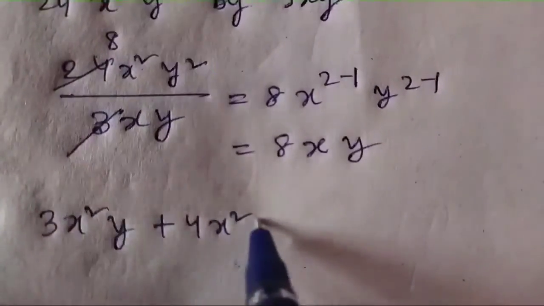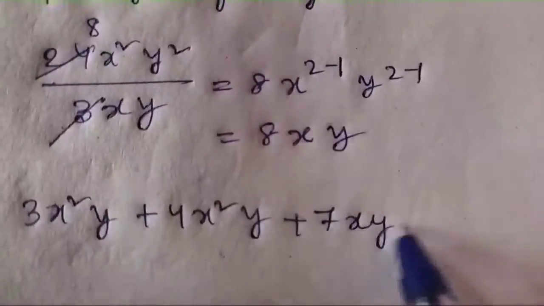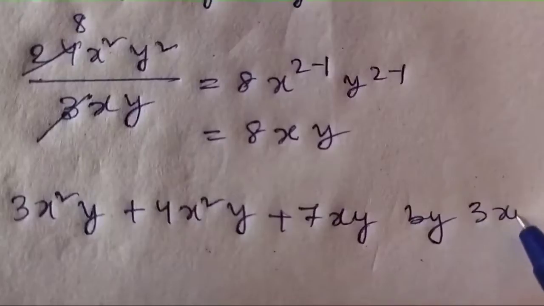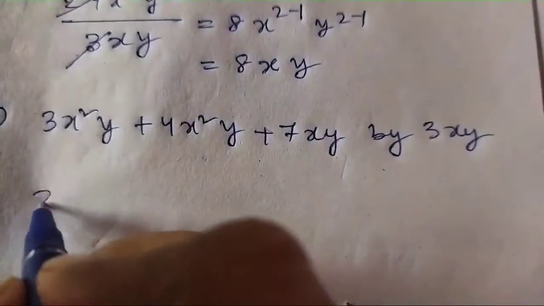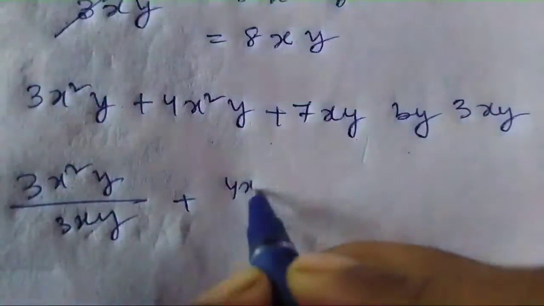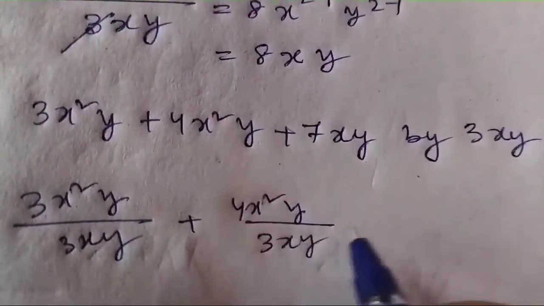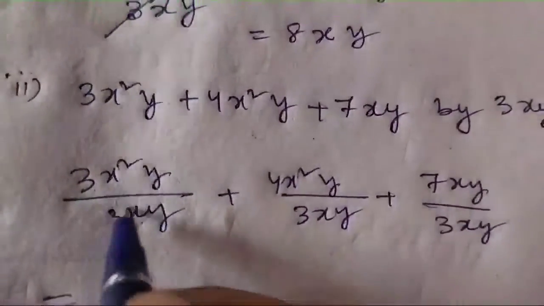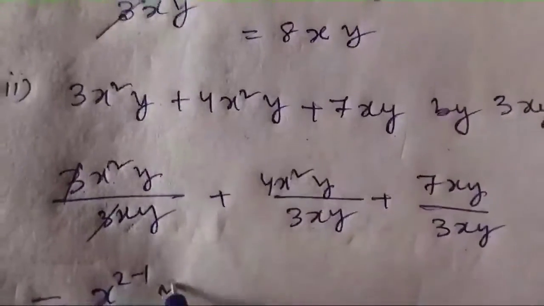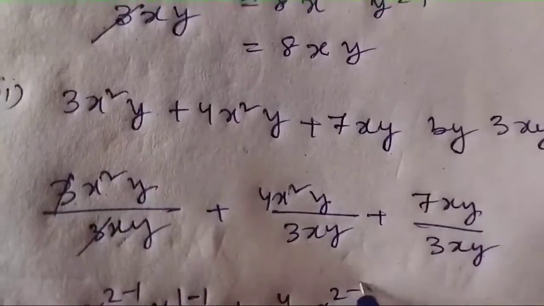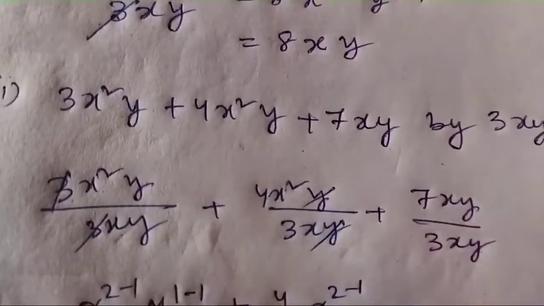3x² plus 4x² plus 7xy by 3xy. Your answer will be what? 3x² by 3xy plus 4x² by 3xy plus 7xy by 3xy. So here 3 cancel out. x to the power 2 minus 1, plus 4 by 3 x to the power 2 minus 1, y cancel.